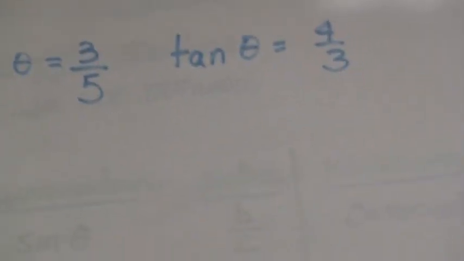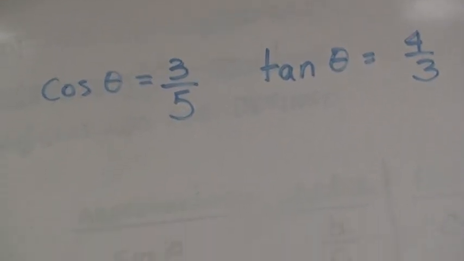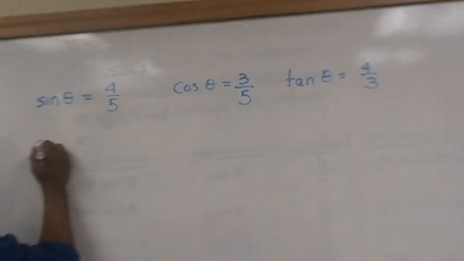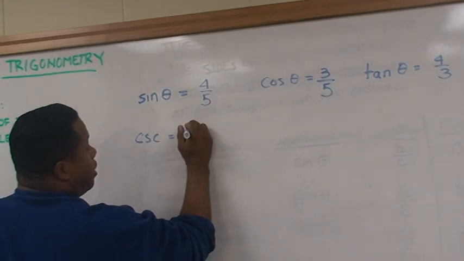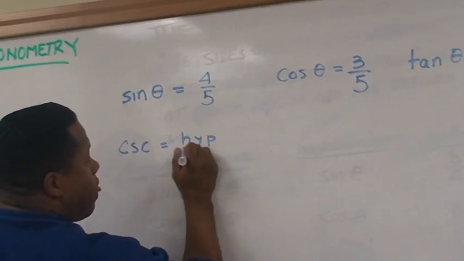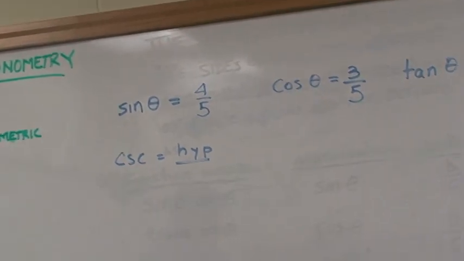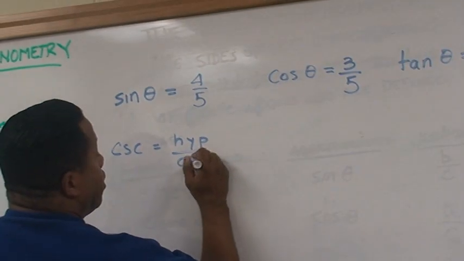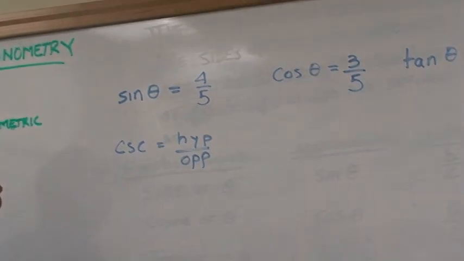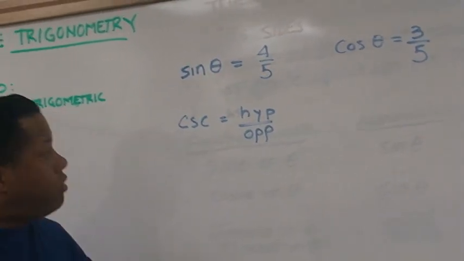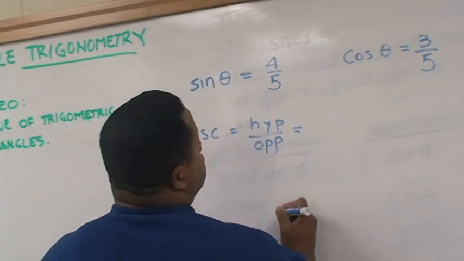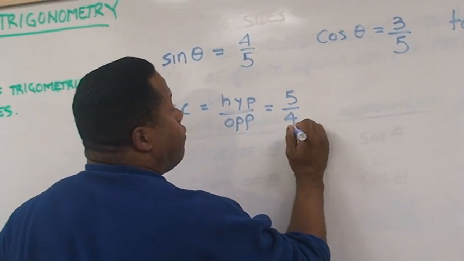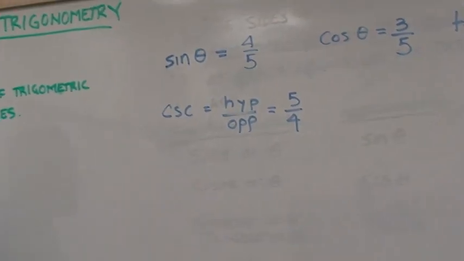So let's look at this now. So let's do the cosecant identity. The cosecant identity is hypotenuse over the opposite side. And so what we do here with the reciprocal of this, we'll just switch this over, and now it'll be what? 5 over 4. Everybody see that?